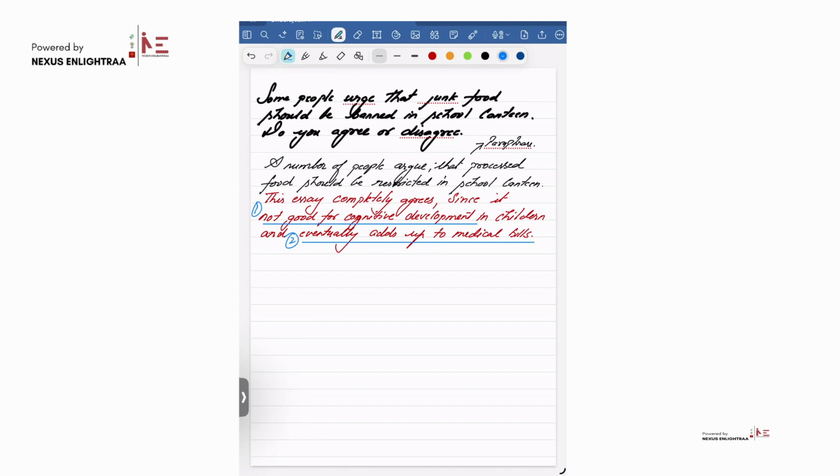And then, when you go down to the next paragraph, you just start with expansion of your point, reason 1 and reason 2. Got it. So how do you expand? Let me try and expand it, this one. Not good for cognitive.